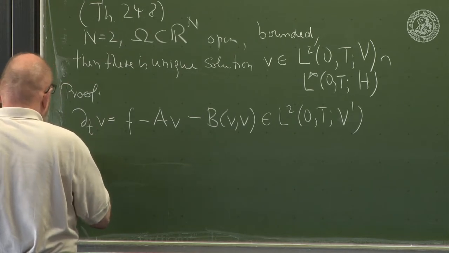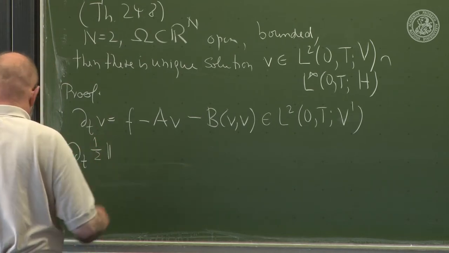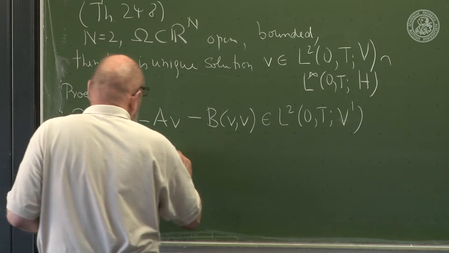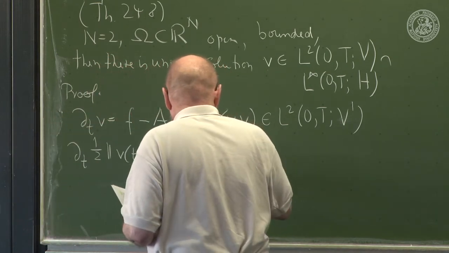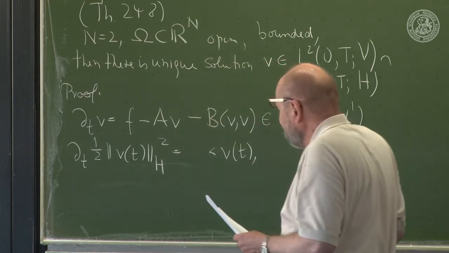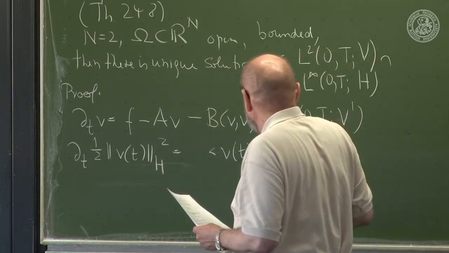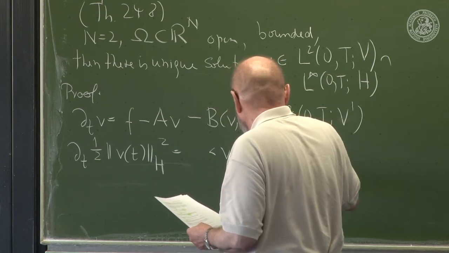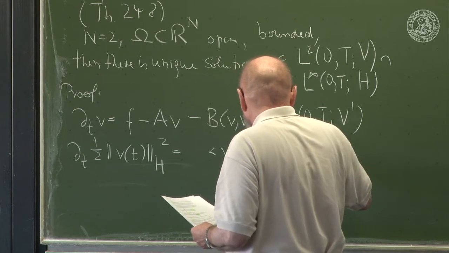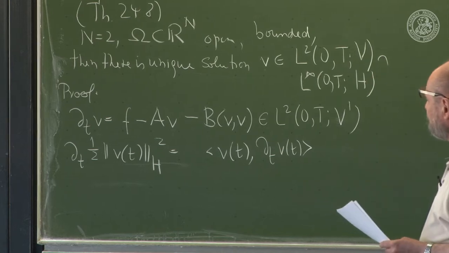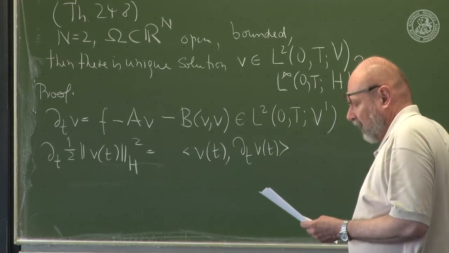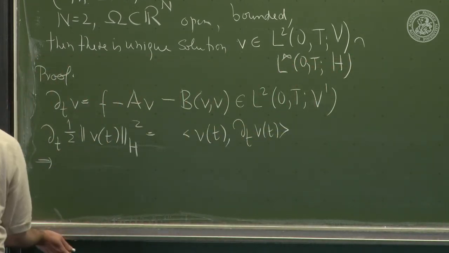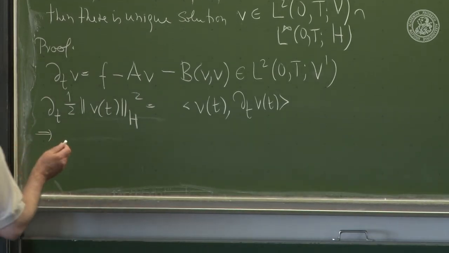So we know that if we look at the time derivative of Vt in the H norm, in the L2 norm, this is nothing but, in the dual pairing, the V-valued function Vt being the argument for the V-prime-valued function time derivative. And that's exactly the term we get if we now apply this functional to the Vt. What we do, doing so, we get first an equation.